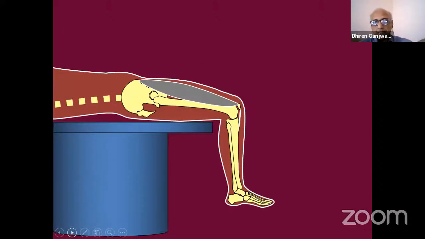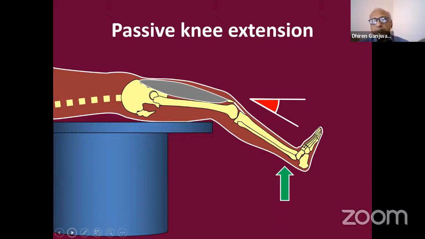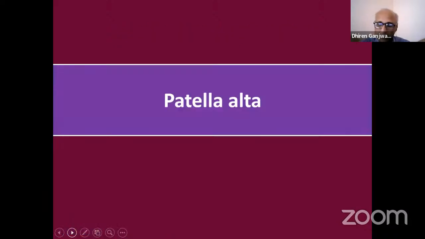So something like this. Here the hip is extended, the hamstrings are relaxed. We ask them to carry out active knee extension. We measure this angle. We note this angle. This is the first observation. After that, we carry out passive extension. Now there are two possibilities: further passive extension is possible. What does it suggest?